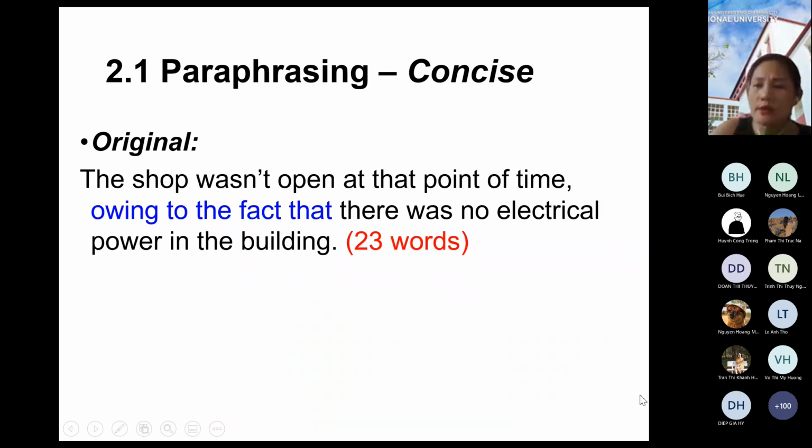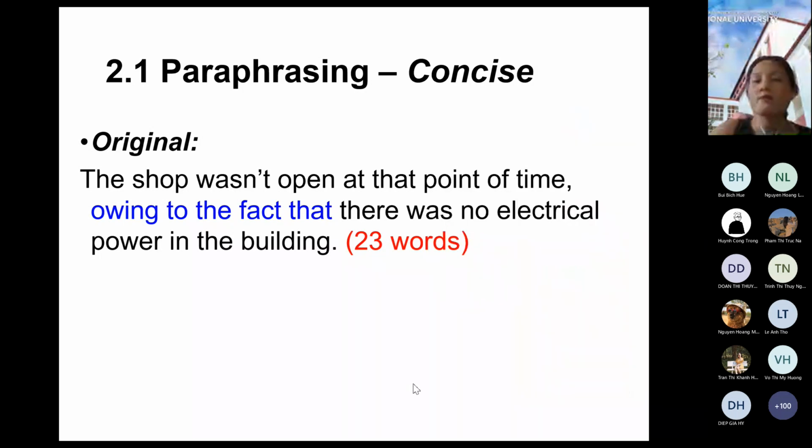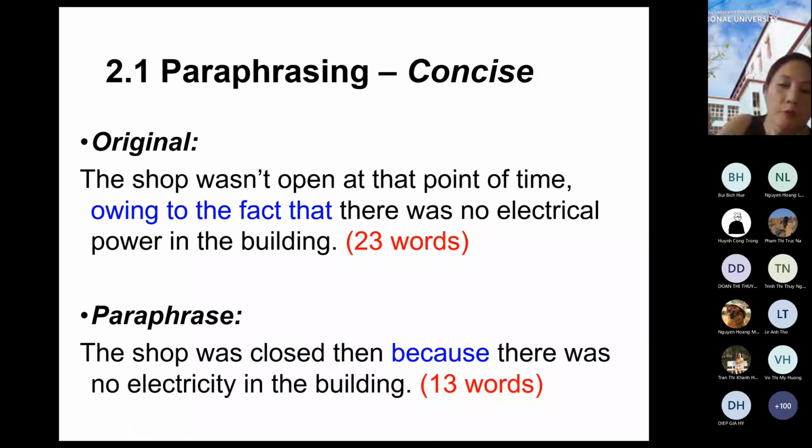So here the concise says, all right, if the information is clear and easy to understand already, we should shorten the words that we write or say, to save time or other reasons. So in this case, only to the fact that means because, so you can change it into because. And in other places, you can also shorten it down.